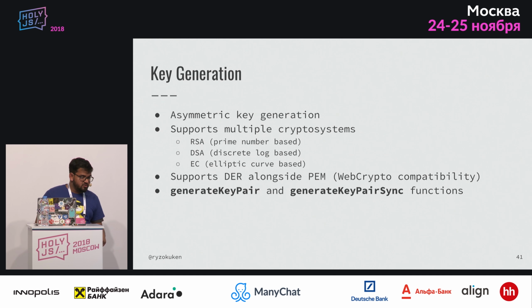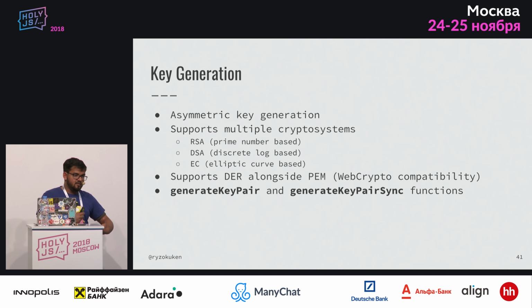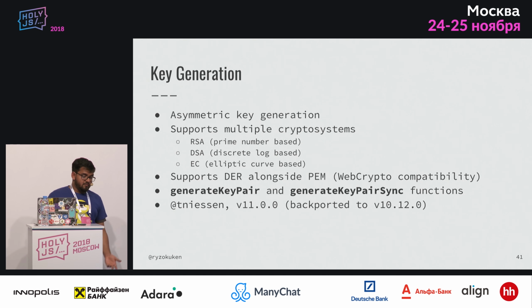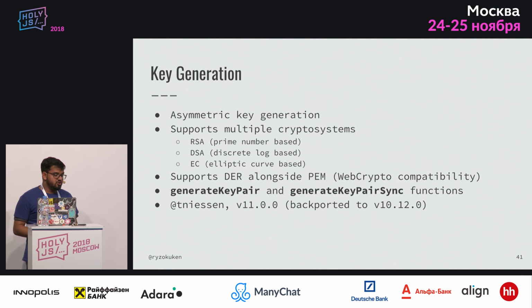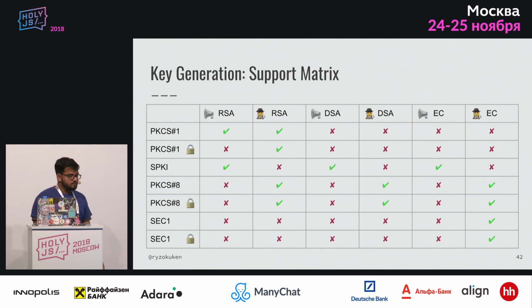And the functions you use to do that are generateKeyPair and generateKeyPairSync as the synchronous alternative. It was also landed by Tobias in version 11, and it has been backported to version 10.12. So it's a quick matrix. You do not need to look at that for long. It's boring, but there's public RSA, private RSA, public DSA, private DSA, public EC, and private EC. The emojis make it easier.